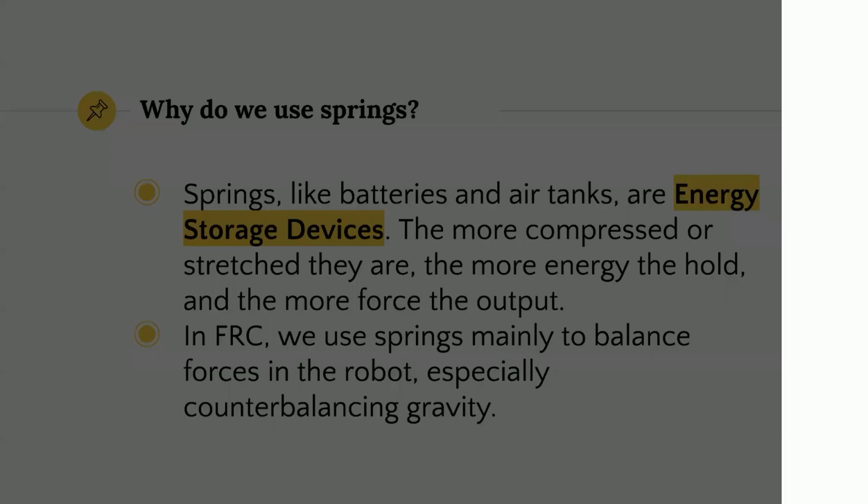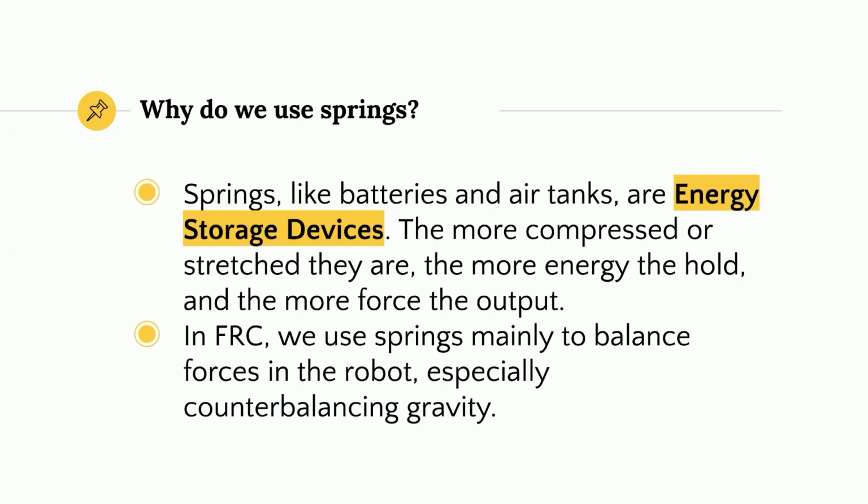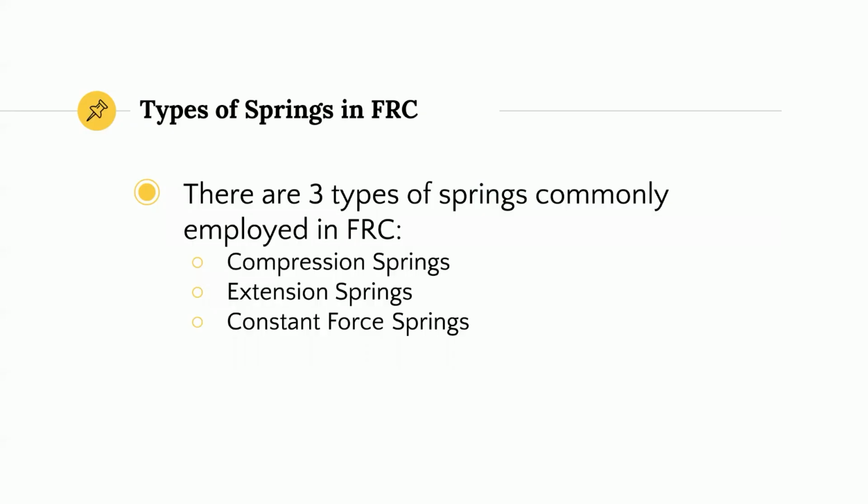Springs. Why do we use springs? Springs, like batteries and air tanks, are energy storage devices. The more compressed or stretched they are, the more energy they hold, and therefore the more force they output. In FRC, we use springs mainly to balance forces in the robot, especially counterbalancing gravity. There are 3 types of springs commonly employed in FRC: compression springs, extension springs, and constant force springs.